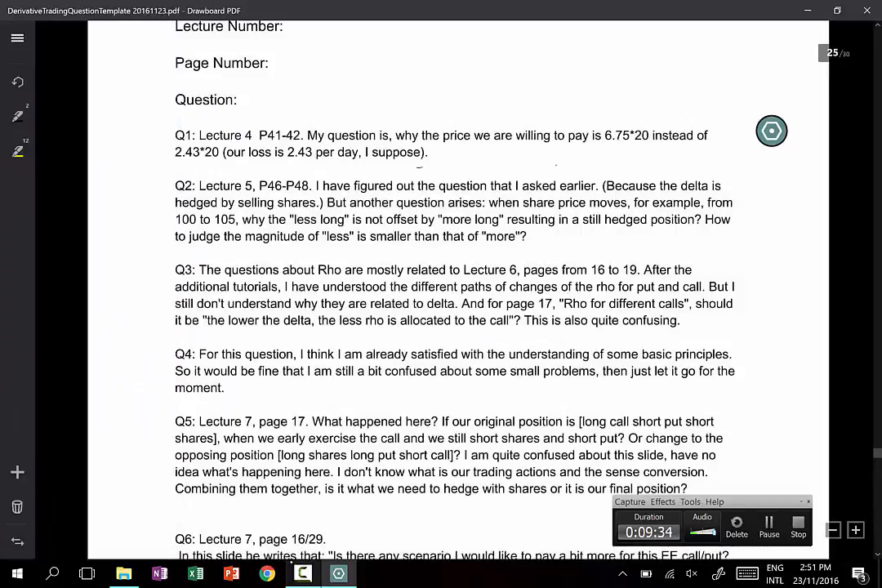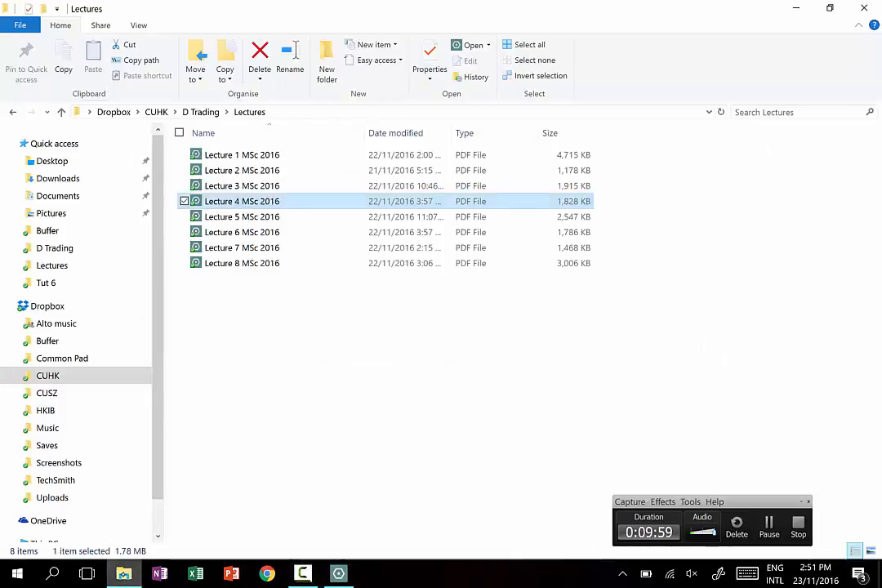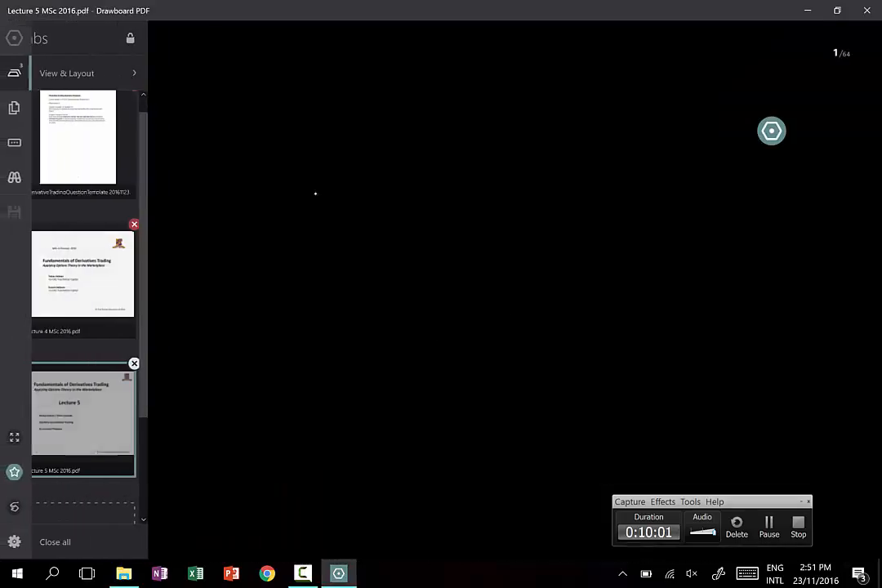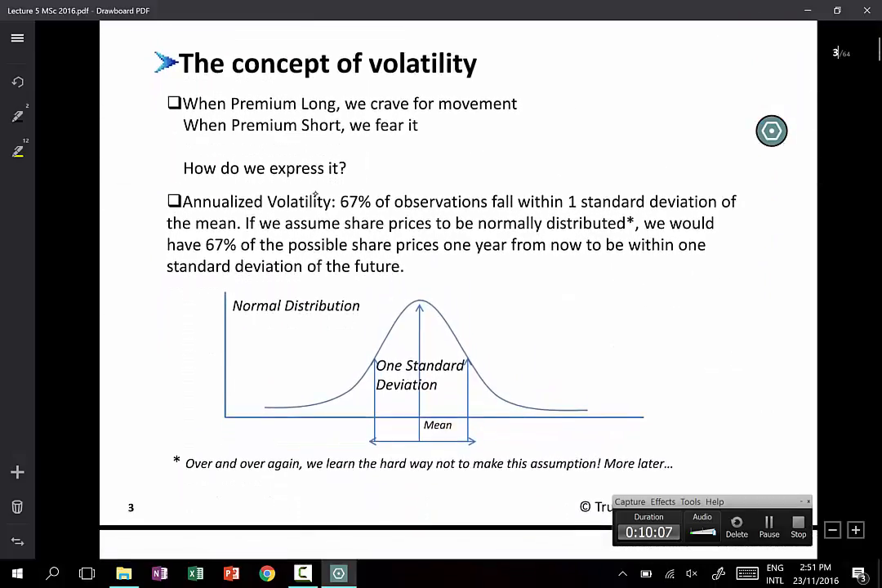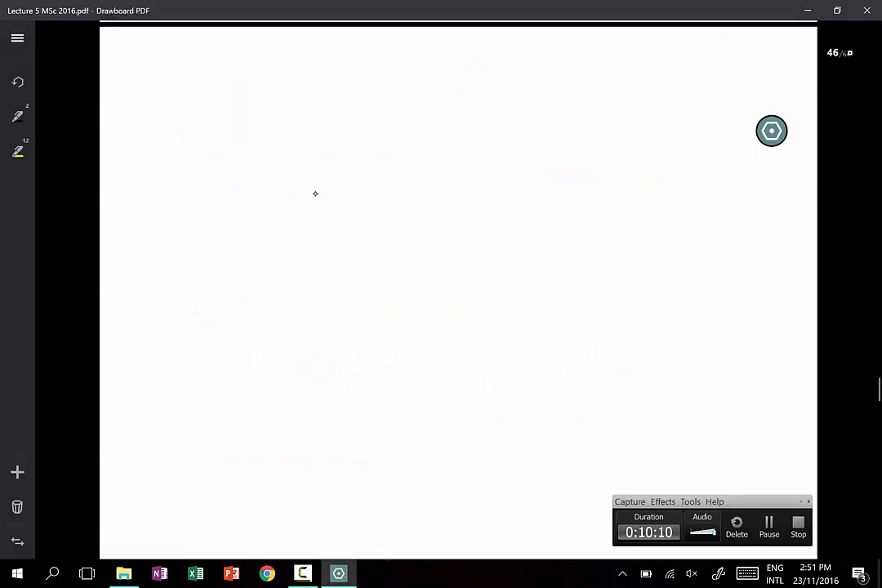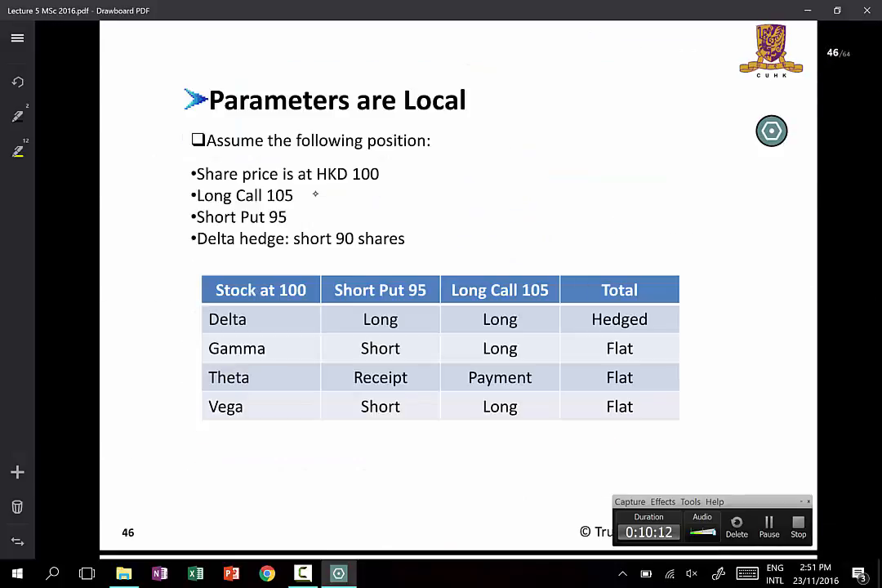Now let me have a look at question 2 here. I figured out the answer that I asked earlier. This is regarding lecture 5, pages 46 to 48. So let's have a look at lecture 5. So 46 to 48. What is this about?